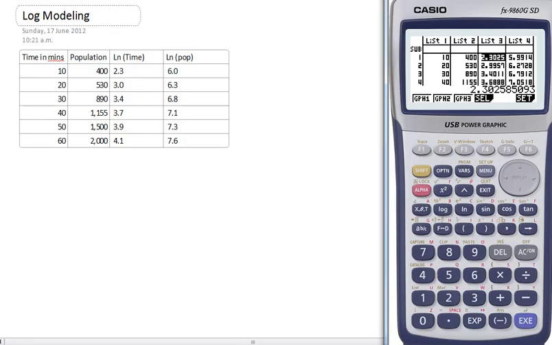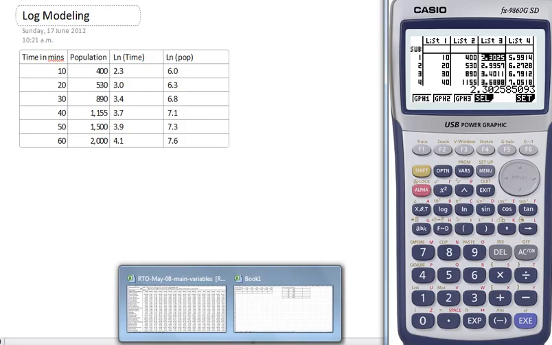Now I can draw those graphs on the calculator, but you're going to have to physically draw them on paper, so that's my next task of working out how to do that on the computer. See you soon.